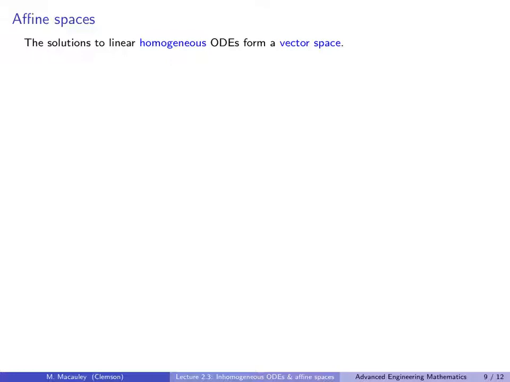Now that you've seen some examples, I will, as promised, go back to the topic of affine spaces, something that I want to define formally. So the solutions to linear homogeneous ODEs, as we've seen, form a vector space. For a first order ODE, that's a one-dimensional space. So a basis is just any non-zero function. So the general solution is C1 y1(t), where C1 is any real number or complex number, depending on what number system you want to work over.